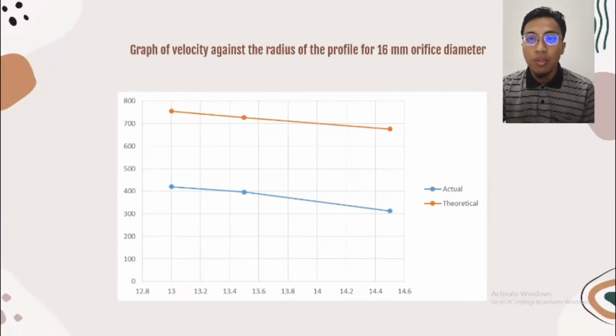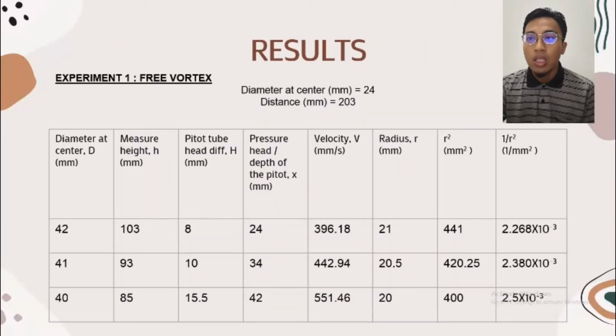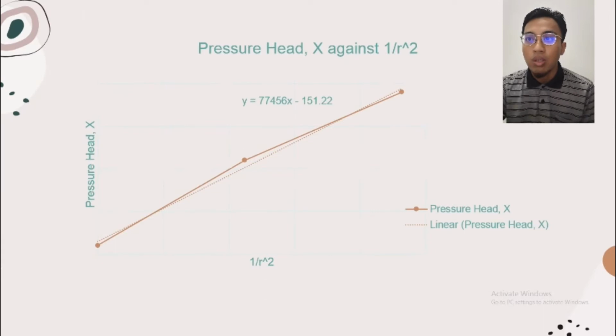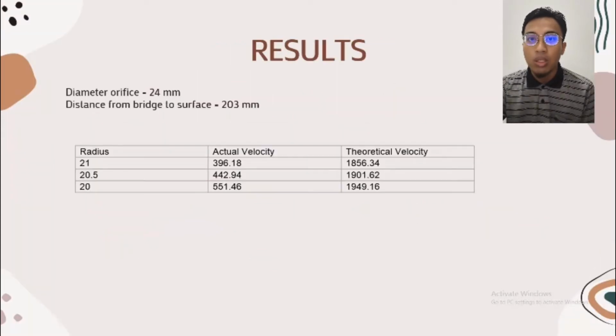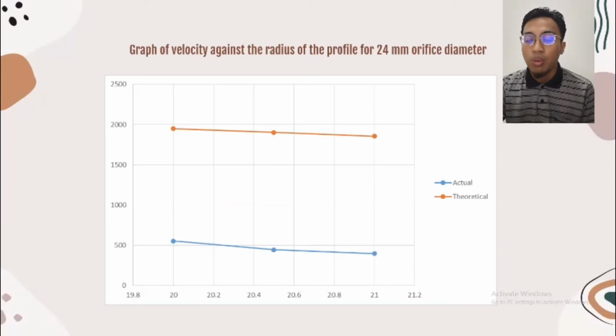Last but not least, the free vortex experiment, but this time the diameter is increased to 24 millimeters while the distance is 203 millimeters. This one is the pressure head against 1 over r squared for the 24 millimeter diameter, and this one is the table for the actual and the theoretical velocity. This one is the graph of velocity against the radius of the profile for the 24 millimeter orifice diameter.